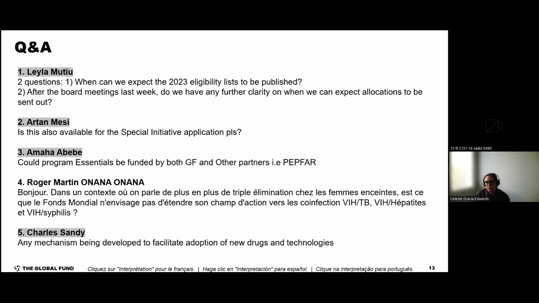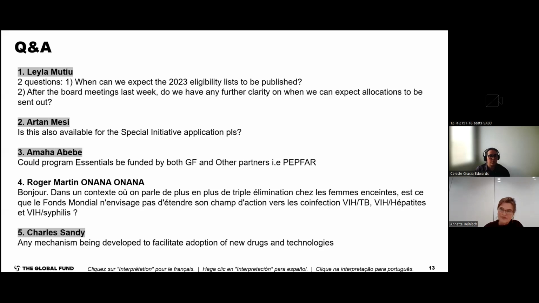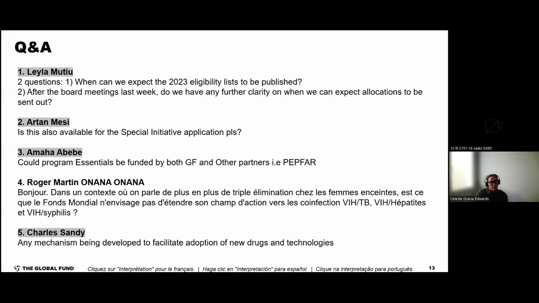So we will ask our interpreters to please read aloud to us question number 4 into English. Yes, so question number 4. Hello, in a context where there is more and more talk about a triple elimination among pregnant women. Well, yes, we are translating. I can help. It's about triple elimination and funding of integrating the co-infection of HIV and TB, HIV and hepatitis, and HIV and syphilis. And I know my colleague Lee has raised her hand and could probably answer this question. Let me just briefly summarize. Yes, but maybe Lee can explain in more detail. Lee, are you there?